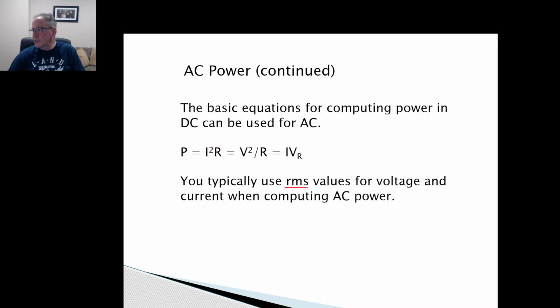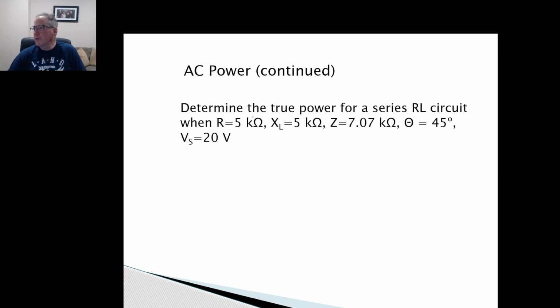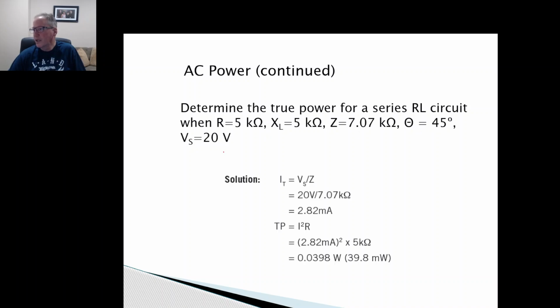And of course, most of the time you're going to use RMS values, which are the values from meters. Remember, the oscilloscope defaults to your peak or peak-to-peak voltage. All right. So if we want to say what is the true power for a series RL circuit where the resistance is 5K, the inductive reactance is 5K, impedance is 7.07K at 45 degrees, and the source voltage is 20 volts, you could say IT equals Vs over Z.